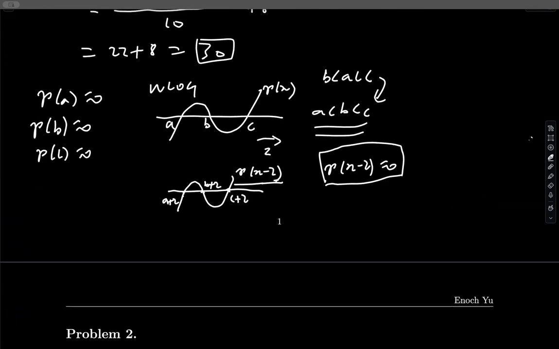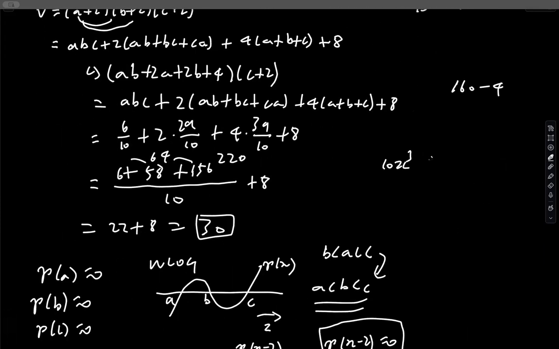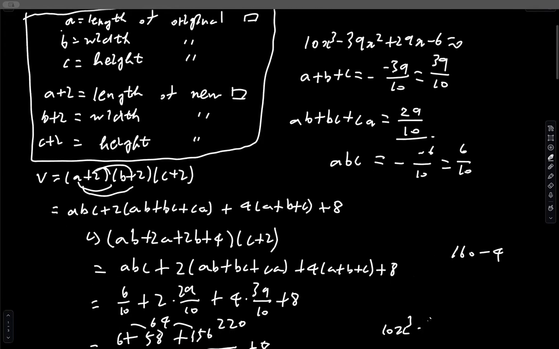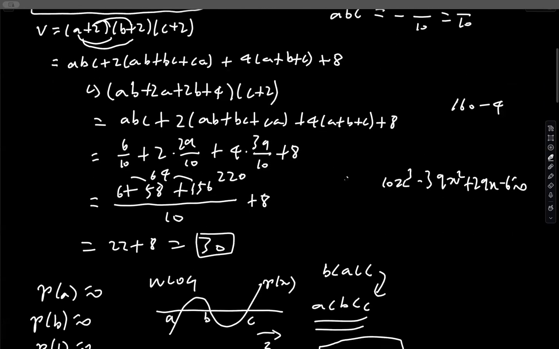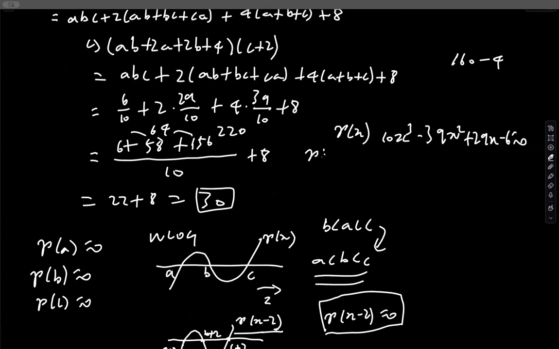So we have 10x cubed minus 39x squared plus 29x minus 6 equals 0. That's our original P of x. Now we want to find P of x minus 2. So when we substitute x minus 2 into the x, then we get 10(x minus 2) cubed minus 39(x minus 2) squared plus 29(x minus 2) minus 6 equals 0.